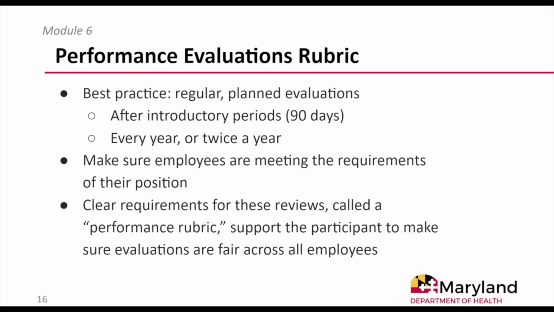A common rating system is a 5-point scale, with a score of 1 meaning a bad performance and a score of 5 meaning a great performance. It is best practice for participants to plan to conduct performance reviews on their employees in a planned, regular way. This can be outlined in the employee handbook so that all employees understand what to expect. It is very common for employers to make a performance review after 90 days of employment and then twice every year afterwards. Rubrics for these reviews can support the participant to make sure evaluations are fair across employees. Support brokers can help draft, edit, and use these performance rubrics.